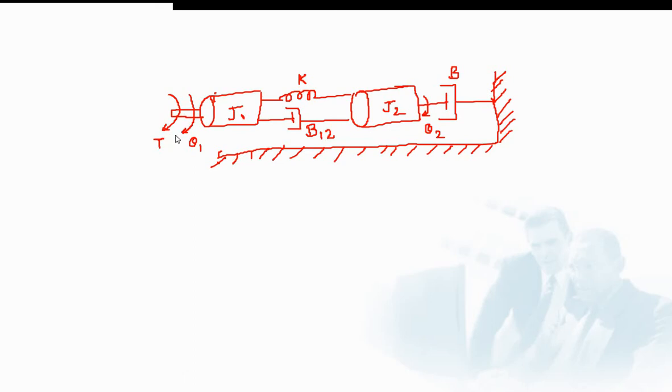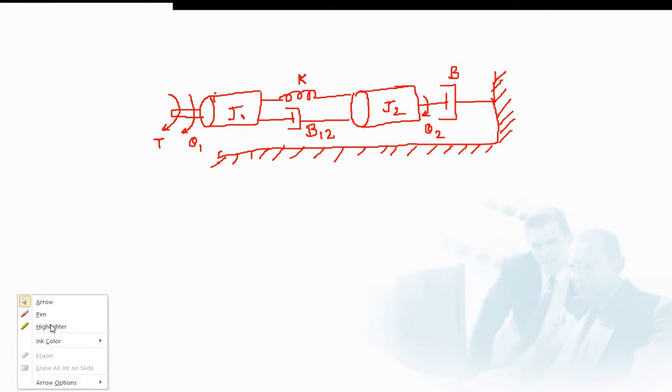With respect to this torque T that is applied, there will be an angular displacement theta 1 corresponding to J1, and because of the combined effect of this torque there will be an angular displacement theta 2 here. So now we have to get the transfer function of the given mechanical system. In order to get the transfer function, first we have to draw the free body diagram with respect to J1 and with respect to J2.